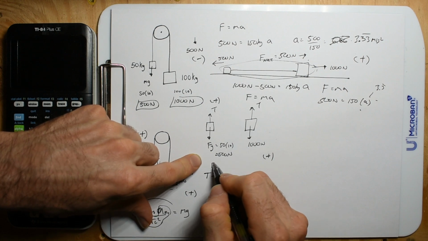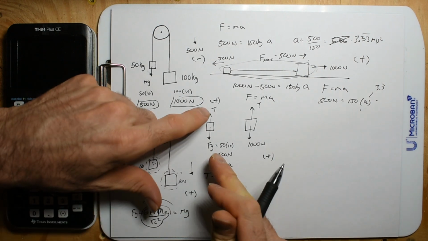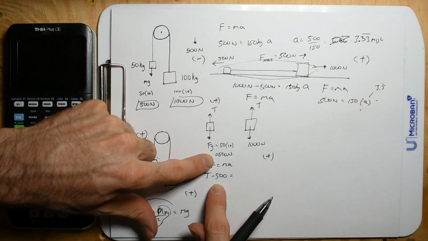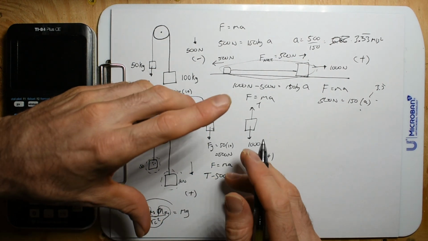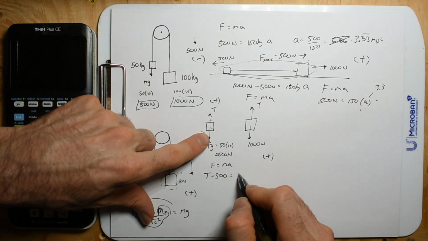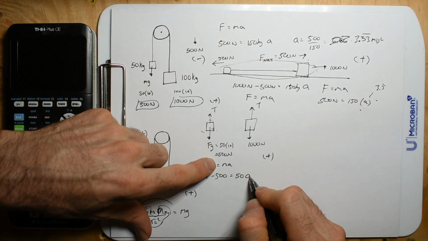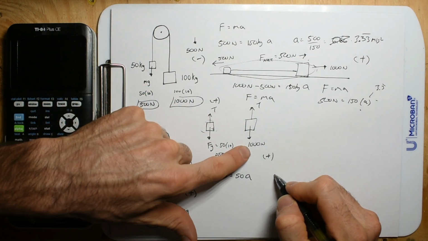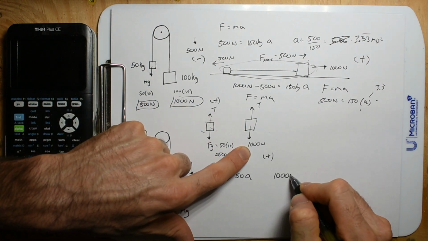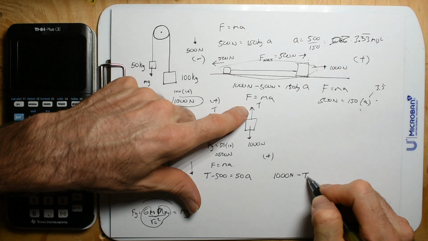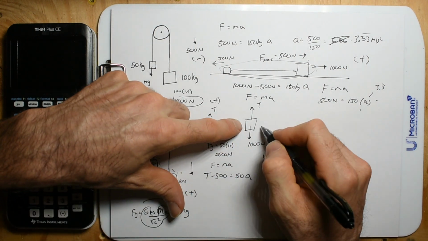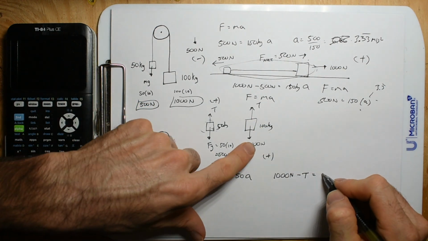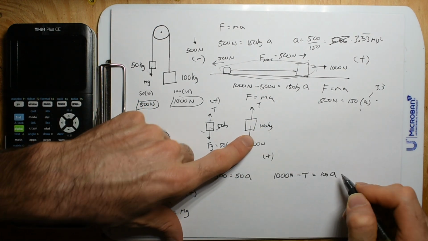What we're doing is F equals ma, so we're summing the forces. We have T in the positive direction minus 500 is equal to this mass, because we chopped it out of the free body diagram, so it's going to be 50 times the acceleration. Okay, now we go over to this one. This one says we have 1,000 newtons driving minus tension is equal to this 100 kilograms times the acceleration.